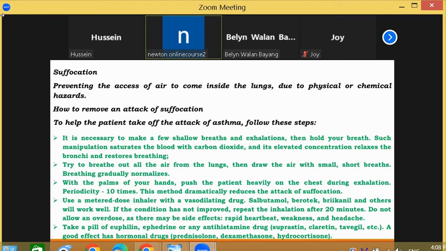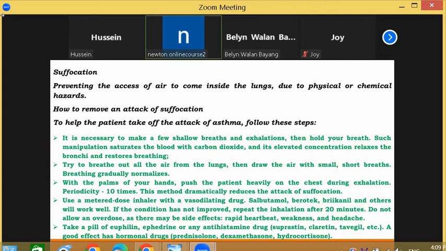Mostly suffocation affects asthma patients. Asthma means the patient cannot breathe properly, so that is one of the respiratory problems. Okay, so how can we prevent it? First, what we need to do for the patient is to make a few shallow breaths and exhalations, then hold the breath. So tell the patient to take slow breaths, inside and outside, just breathing normally. Then tell the patient to hold the breath.